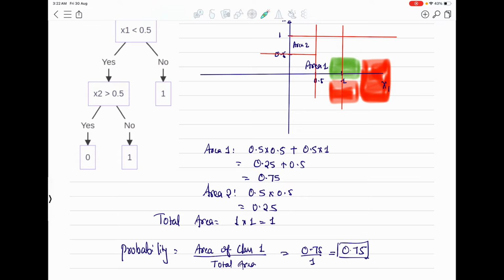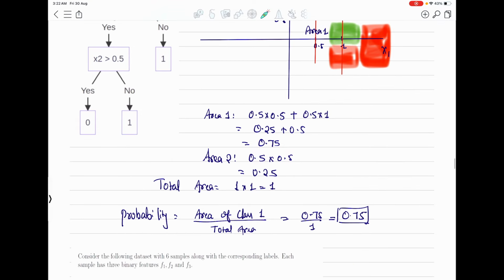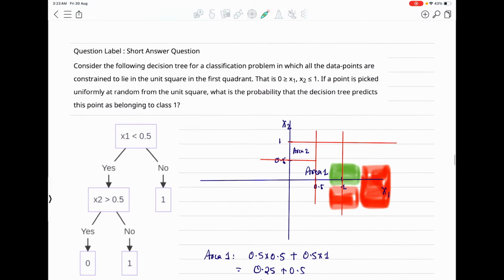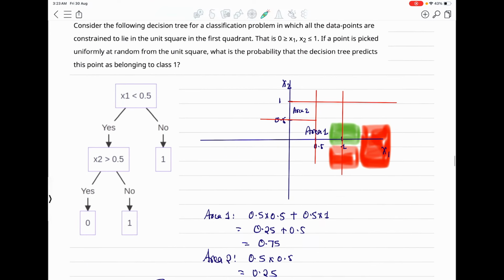Now total area we know that it will be 1, correct? This area plus this area. Now we want to get the probability of class 1. Class 1 is this red area. So it is nothing but the area of class 1 upon total area, that is 0.75 upon 1, that is 0.75. That is our answer.